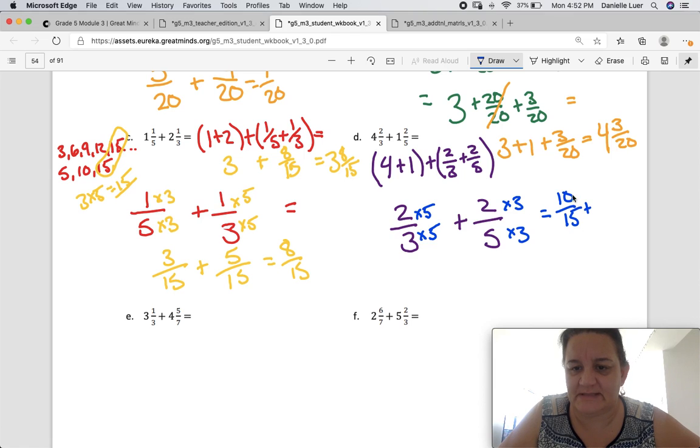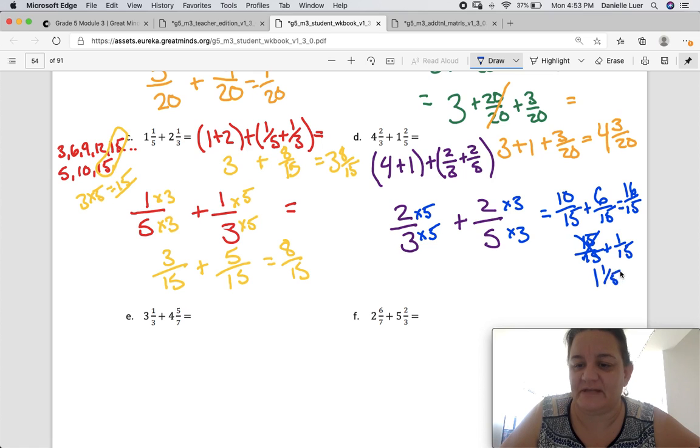And my new problem is going to be 10/15 plus 6/15 equals 16/15. Okay, you see it, don't you? You see it right away? 16/15 is just 15/15 plus 1/15. And I can cross that off and I can make that a 1 and 1/15, okay? Now, there's my 1 and 1/15.